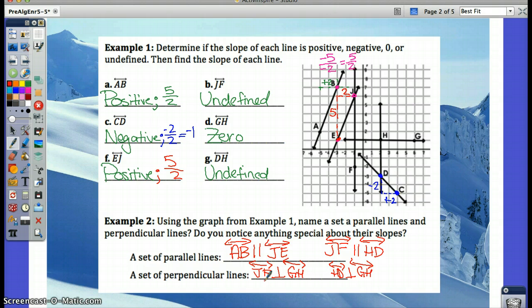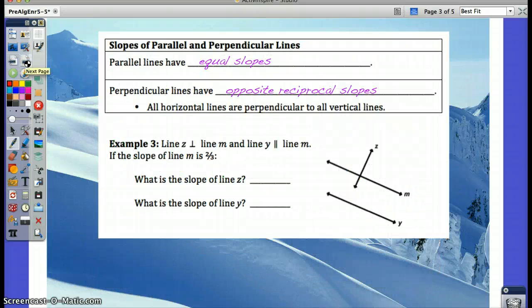JF. So perpendicular lines, all vertical and all horizontal lines will be perpendicular to each other. They're always going to create a 90-degree angle. So all undefined slopes, their lines are paired with zero slopes, and they're going to be perpendicular. There's something else too, but it's hard to see in that example.